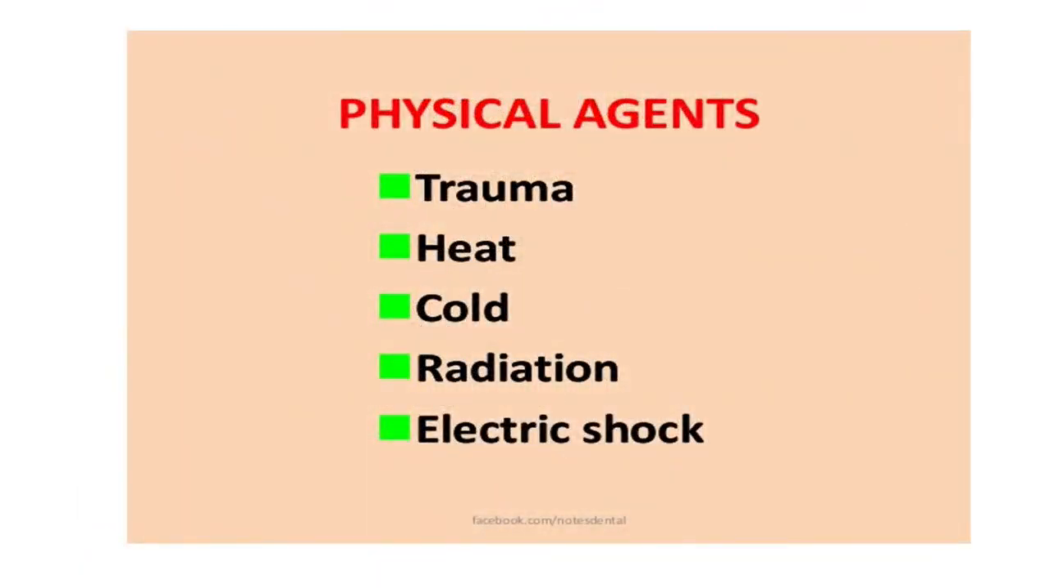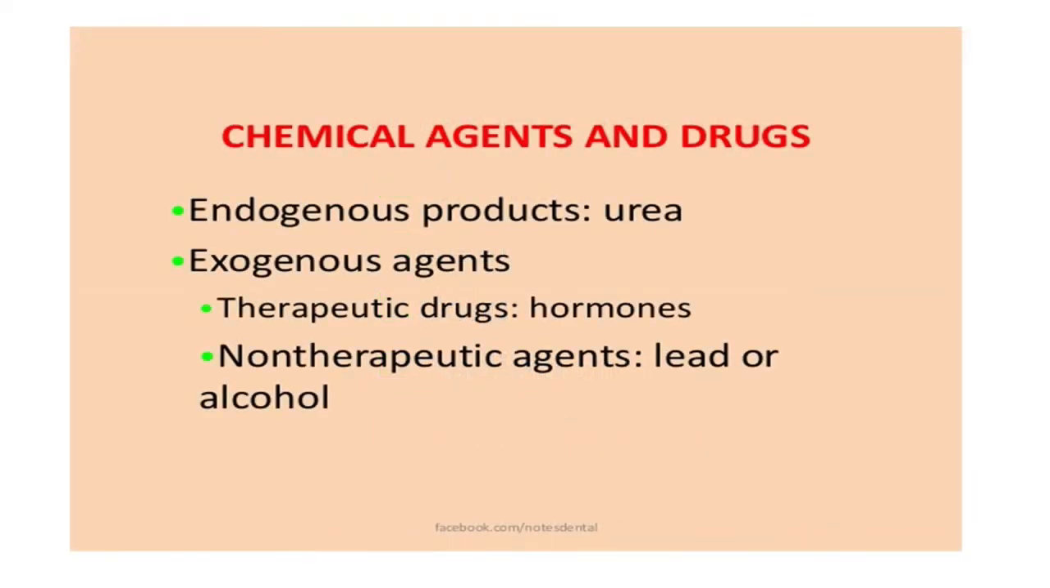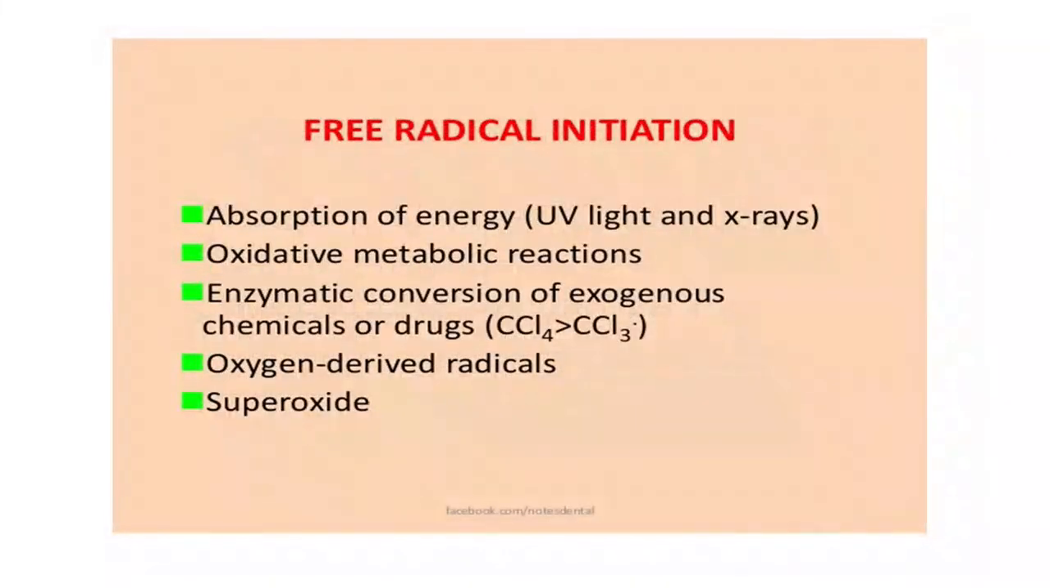Physical agents, trauma, heat, cold, radiation, and electric shock are physical causes of cell injury. Chemical agents, drugs, endogenous products such as urea, exogenous agents, therapeutic drugs, hormones, and non-therapeutic agents such as lead or alcohol may also lead to cell injury.